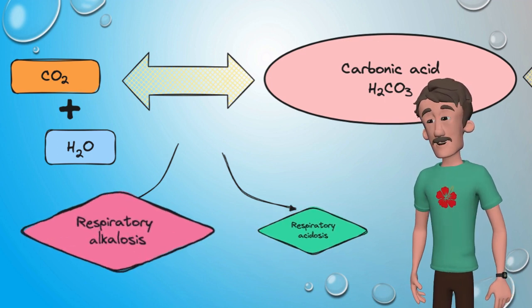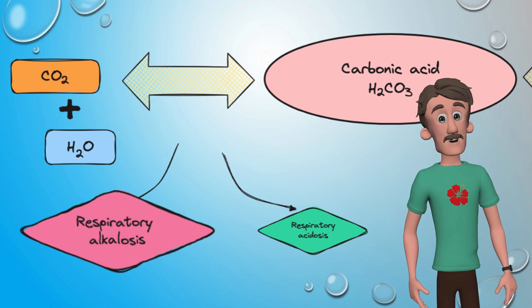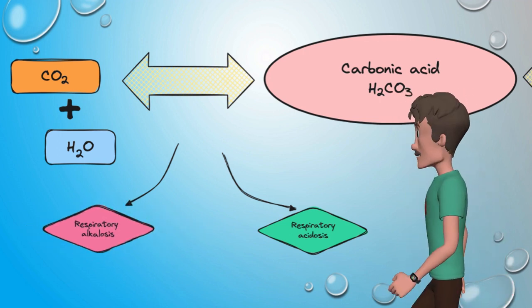Respiratory alkalosis is the result of hyperventilation, usually secondary to something like diabetic ketoacidosis, an infection, an MI, or pulmonary embolism.